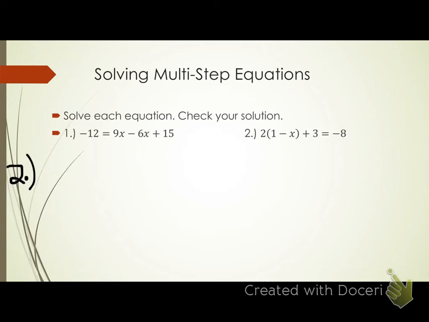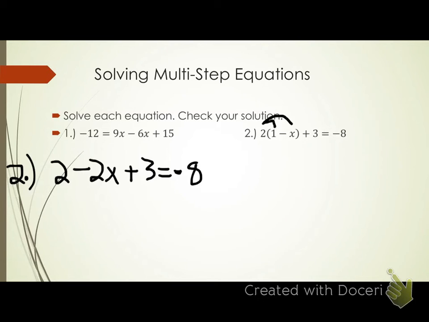You guys remember the distributive property? If I've got something outside the parentheses, I've got to multiply it by every term inside the parentheses. So I have to do 2 times 1 and 2 times negative x. What does 2 times 1 give me? 2. And then 2 times negative x? Negative 2x. And then I have the rest of my equation, plus 3 equals negative 8. Any questions on distributive property? We're all good with it.